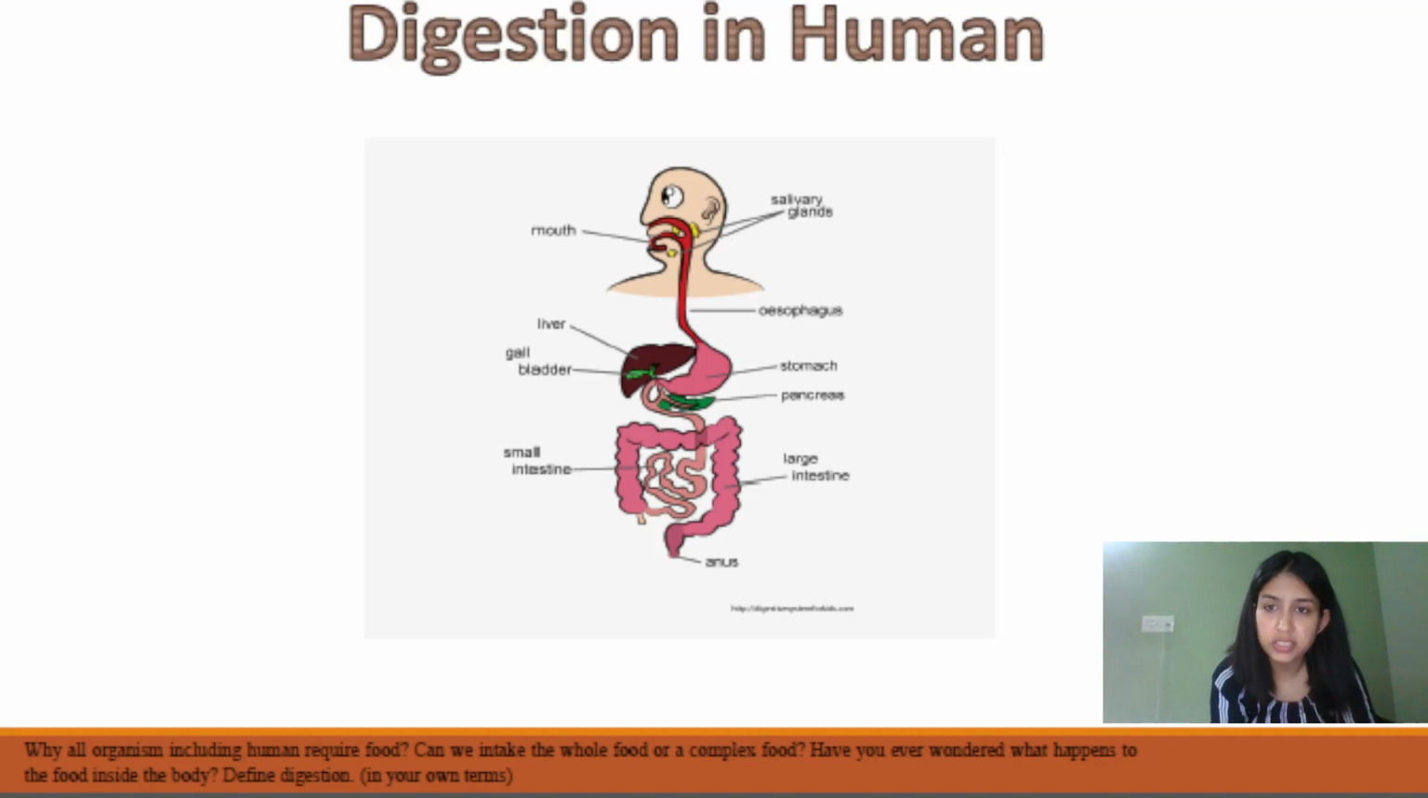Very good. We can see the mouth, the salivary gland, esophagus, liver. Then the gallbladder is there, the stomach is there, pancreas we can see, the small intestine is also there. We can also see the large intestine and then the anus. Very good, students. You have named them well.